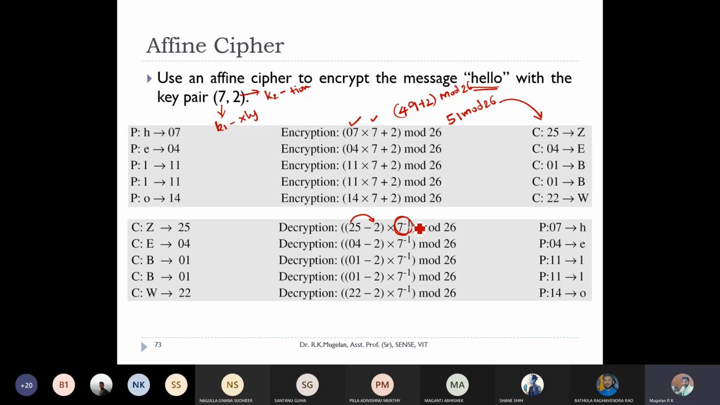So for 7, you'll get a different value. In this case, you'll get the answer 15. That comes from the multiplicative inverse. How this 15 arrived, we will see in the next one.